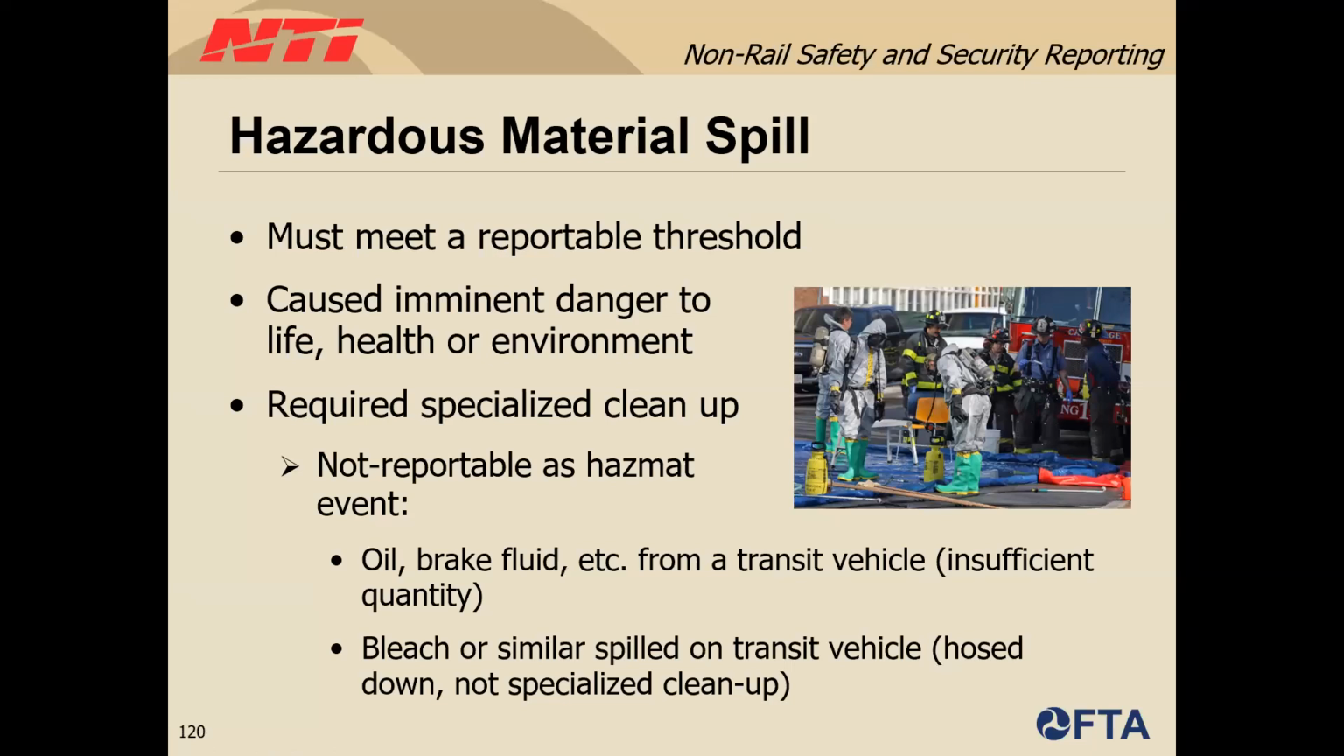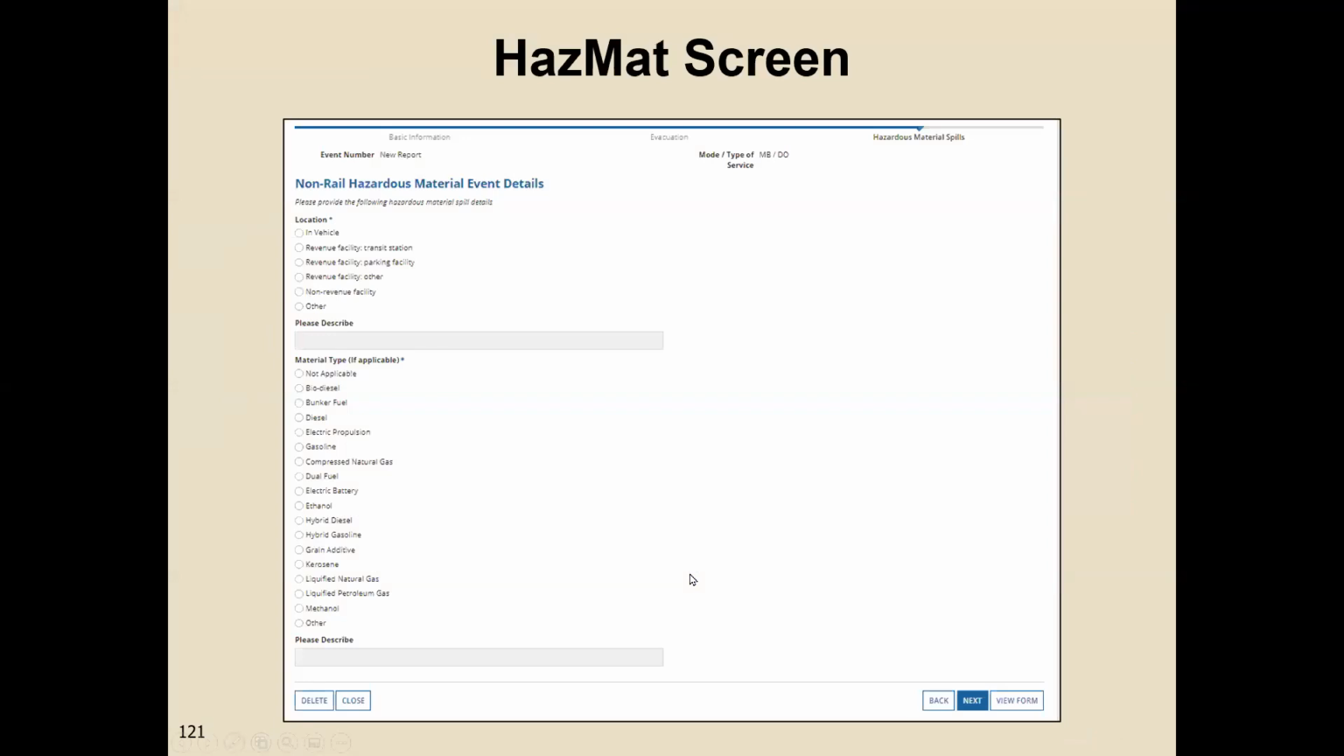Hazmat spills. When reporting hazardous material spills, the spill must meet a reportable threshold, again, and have caused imminent danger to life, health, or the environment, and required specialized cleanup. A couple of examples of what not to report as a hazmat event are small oil or brake fluid leaking from a transit vehicle. We don't consider that enough fluid to meet a threshold. A bleach container or something similar carried onto a vehicle that breaks open and the vehicle is evacuated due to fumes, you would report this as an other safety event if no specialized cleanup is used. And this is a screenshot of the hazmat form.